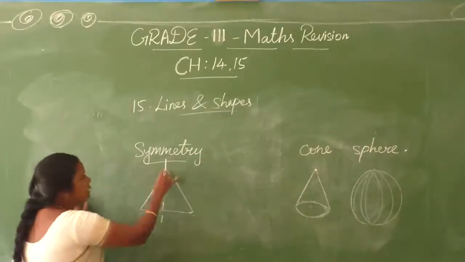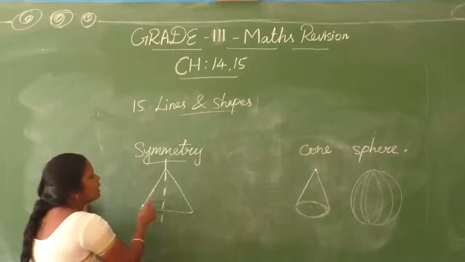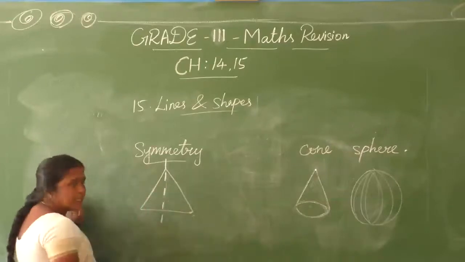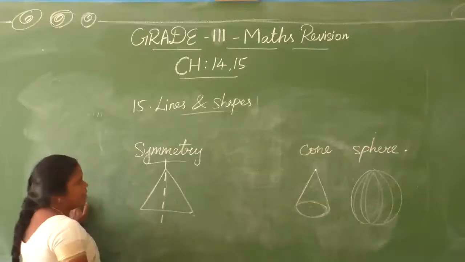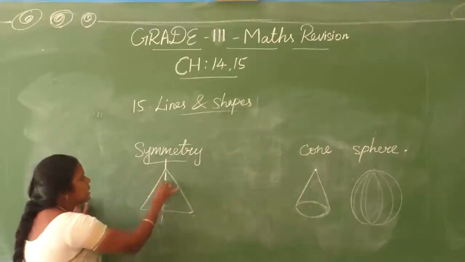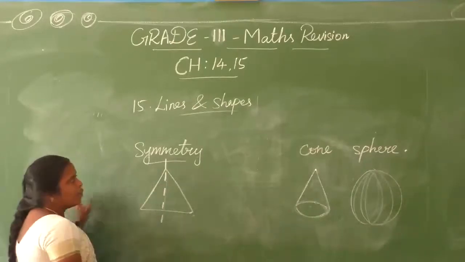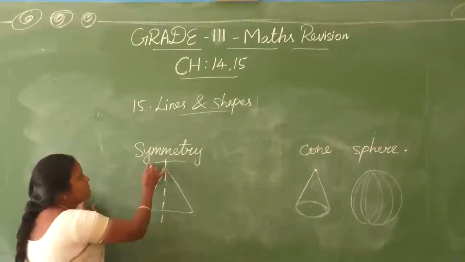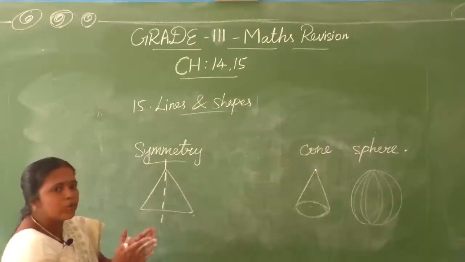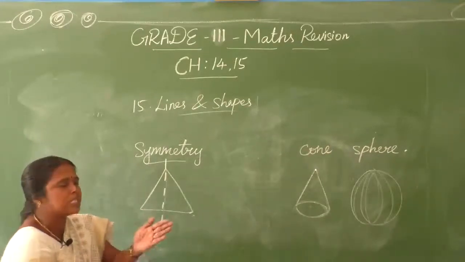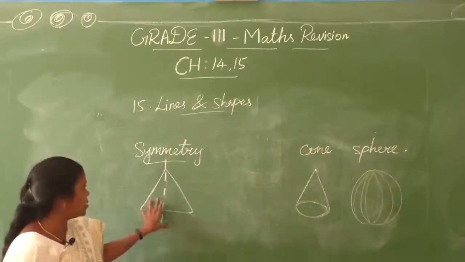Okay, a line which cuts the figure into two equal halves, such that each part matches with the other, is called symmetry. That figure is called a symmetrical figure. This is the line of symmetry also. What I am trying to tell you is, symmetry means within a figure we cut into two equal pieces such that each piece must match with the other. That is called symmetry. Understood?